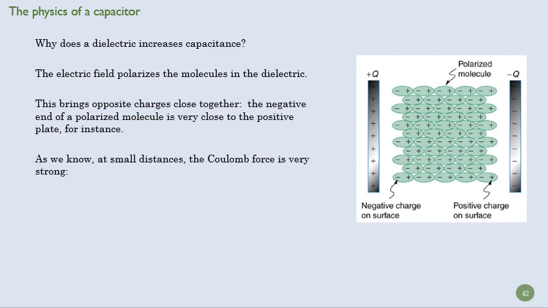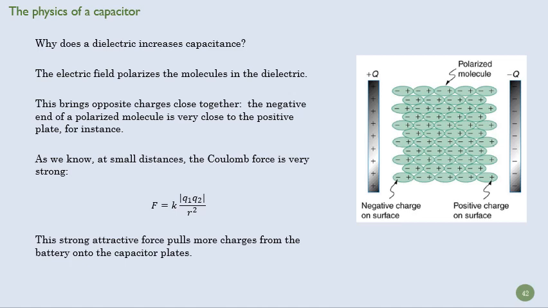And when that happens, we know from Coulomb's force that force increases as the radius decreases, right, with the distance between the two charges. So the fact that these two charges are really close together, even though it's only a polarized part of the molecule, right, it's not all of the charge that is over here, it's not as strong as that. But the fact that it's closer makes it very powerful. And so that strong attractive force between this part of the polarized molecule and here pulls more charges onto that positive plate.